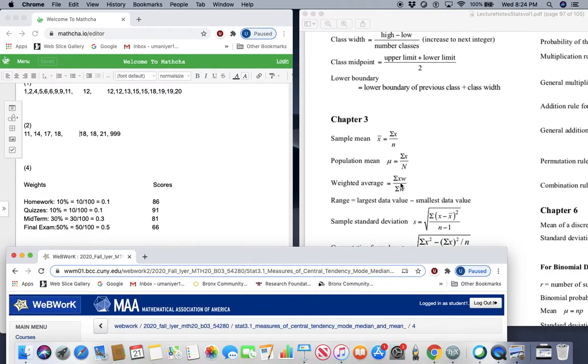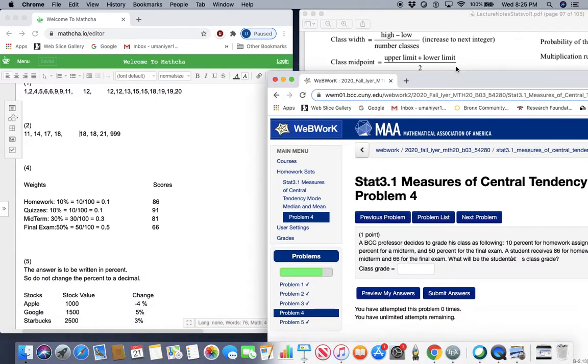So what are we to do? We have to do this formula. Weighted average is, you want to multiply the score with the weight, score with the weight, score with the weight, score with the weight, score with the weight. That's the top. Sum, add them all up. Bottom is, you need to add all the weights. All right. So let's figure that one out.